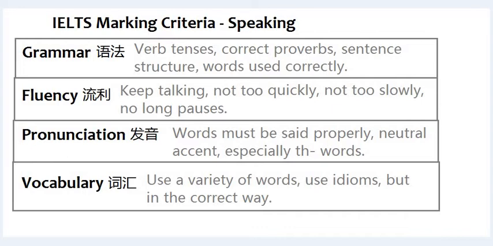So for grammar, make sure you use the correct verb tenses. Fluency means speaking at the correct pace, not too quickly, not too slowly. Pronunciation is how you say the words. Make sure you pronounce them the way they should be. And for vocabulary, you need to show that you know a large range of words, but make sure you use them correctly.